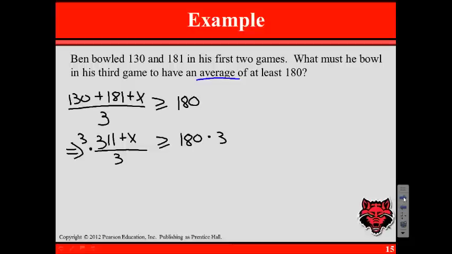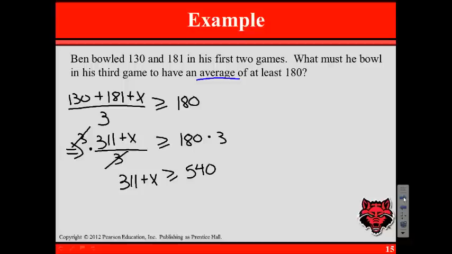Now, on the left-hand side, when we multiply and divide by the same number, those numbers cancel, and we're left with just the numerator. 311 plus x is greater than or equal to 180 times 3. It should give us 540. Now, at this point, all we need to do is isolate x. We do that by subtracting 311 from both sides.